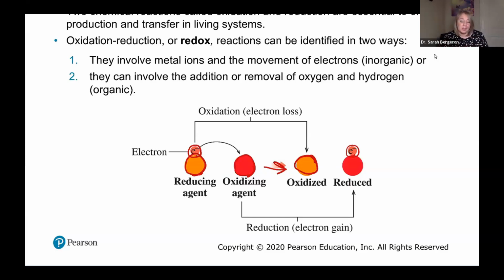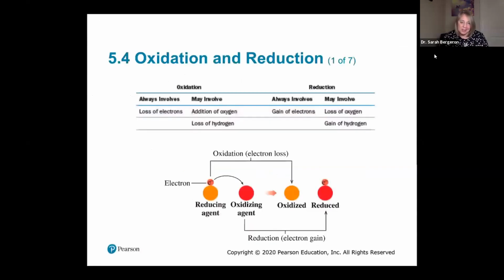And the reduction reaction is the one that gained the electron. And then to further confuse you, we call the substance that lost the electron the reducing agent because it made the other substance become reduced. And we call the oxidizing agent the one that actually gained the electron. We're going to practice with this, and it's going to get, I promise, easier.